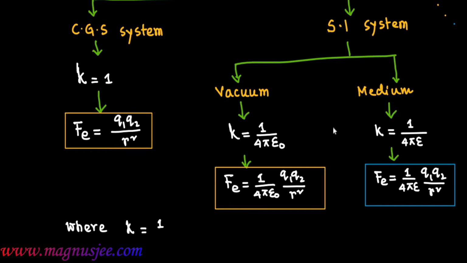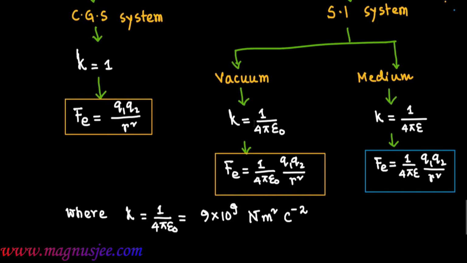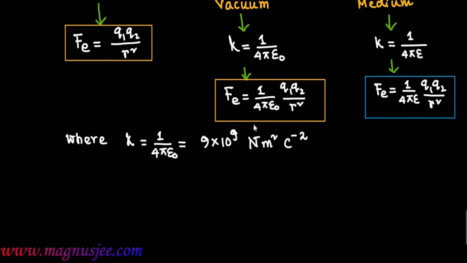Small k equal 1 by 4 pi epsilon 0 for vacuum or free space, and it has the value 9 into 10 to the power 9 Newton meter square Coulomb to the power minus 2. This is the value of electrostatic force constant for vacuum in SI system. Here epsilon 0 is the electric permittivity of free space or vacuum.